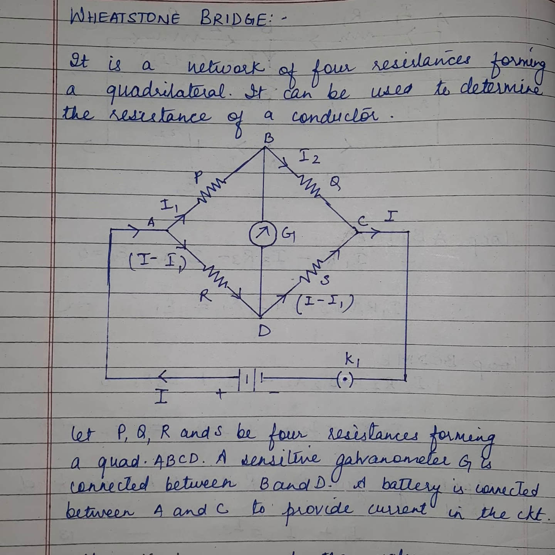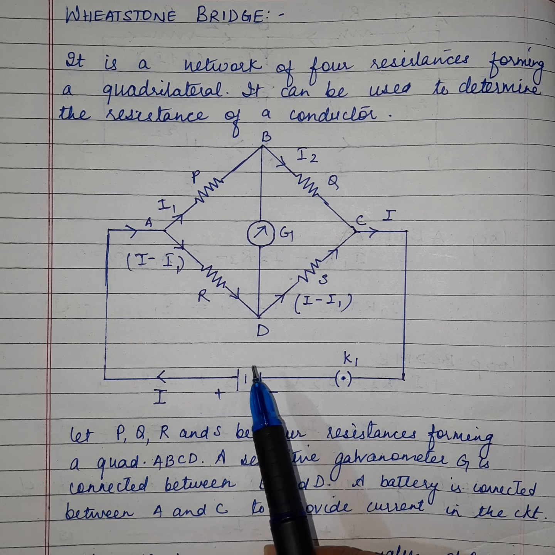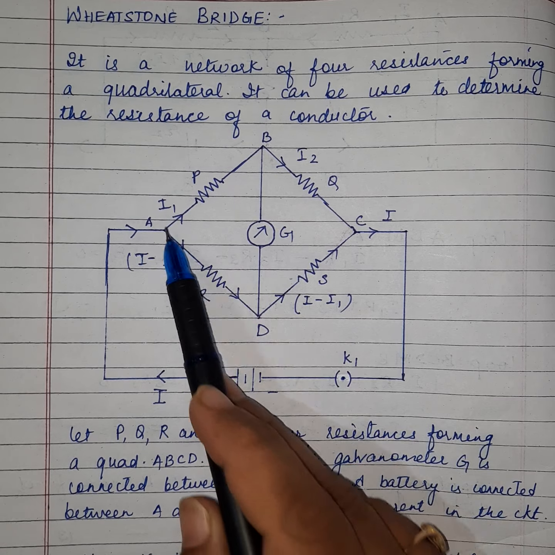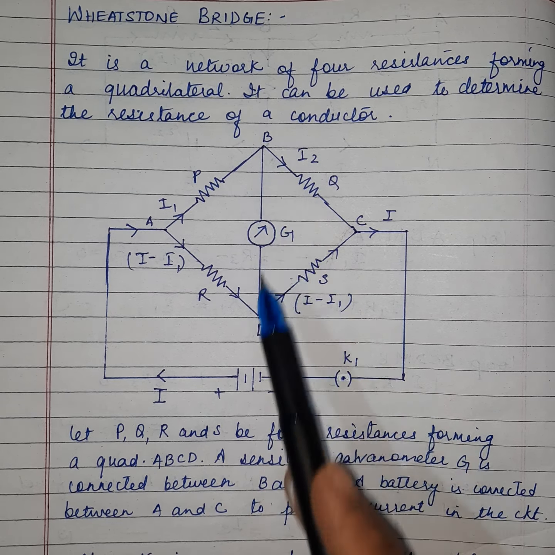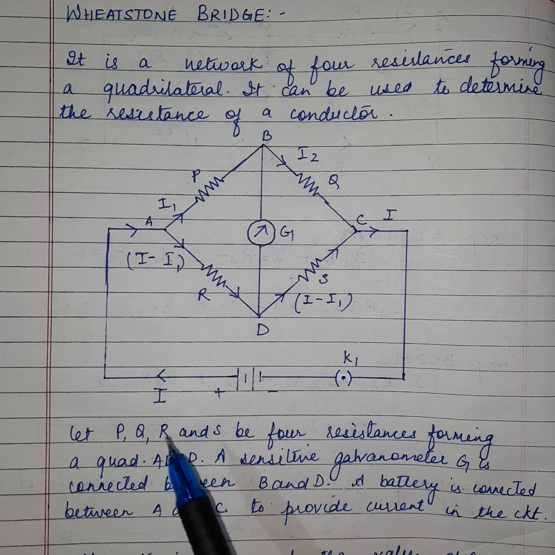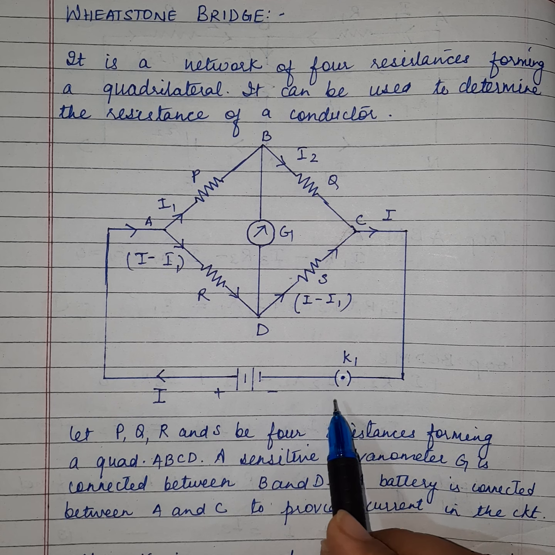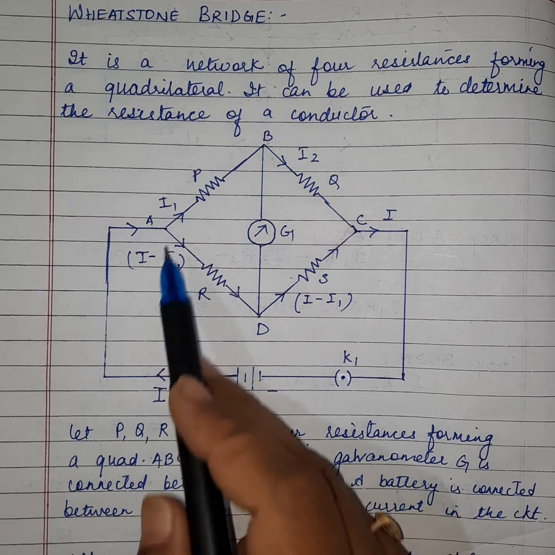Next is a Wheatstone bridge. It is a network of 4 resistances forming a quadrilateral. It can be used to determine the resistance of a conductor. Here you can see that P, Q, R and S are 4 resistances forming a quadrilateral A, B, C, D, right? A sensitive galvanometer is connected between B and D. A battery is connected along with key K1 between A and C terminals, to send current in the circuit.